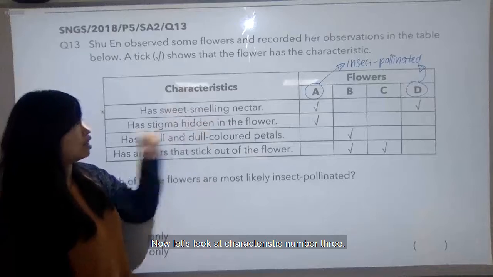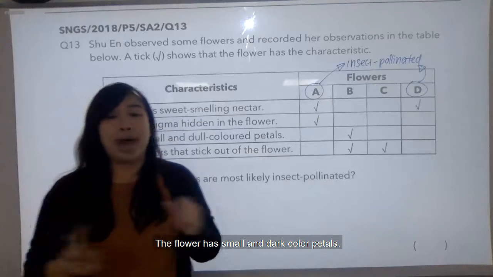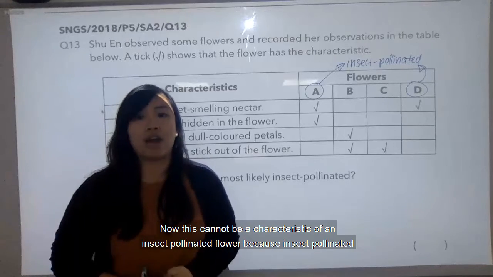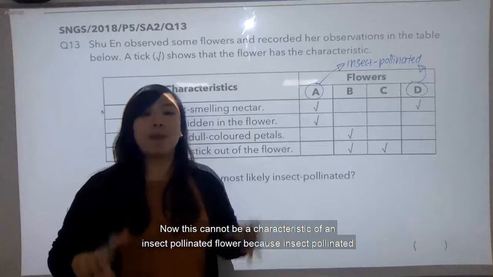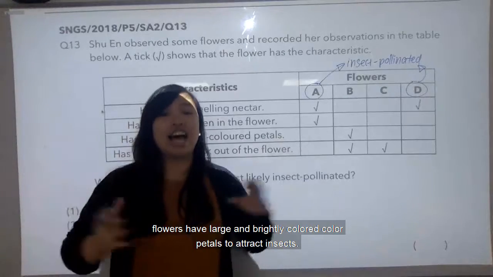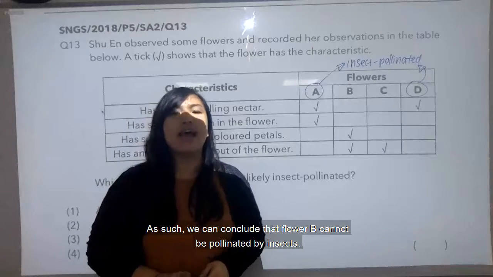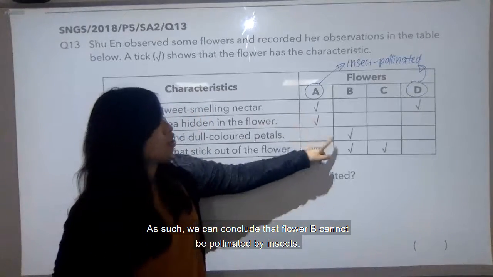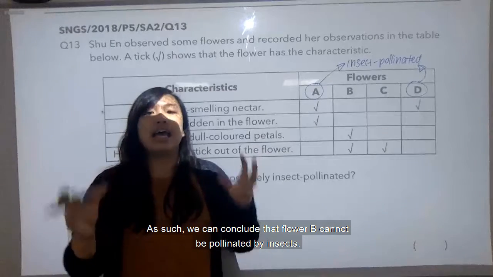Now let's look at characteristic number 3. The flower has small and dark colored petals. Now this cannot be a characteristic of an insect pollinated flower because insect pollinated flowers have large and brightly colored petals to attract insects. As such, we can conclude that flower B cannot be pollinated by insects.